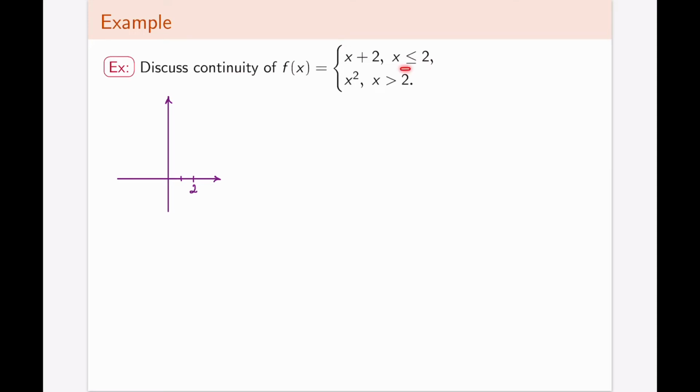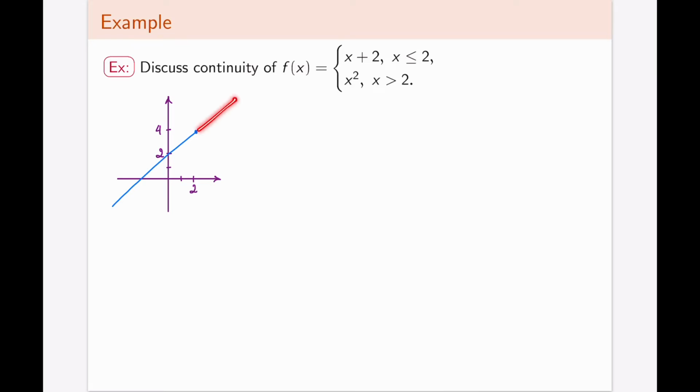Up until 2, so for x less than or equal to 2, the function looks like a line, x plus 2. So let's sketch the line x plus 2. X plus 2 is going to be a line that will have slope 1 and y-intercept of 2. So it's going to be a line that goes like this. And because here x is allowed to be 2, I can plug 2 in for x to see what the y value of the function at that point is going to be. So 2 plus 2 is 4. So the point up here is actually going to be 4.